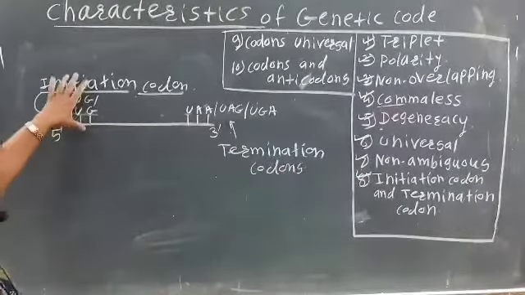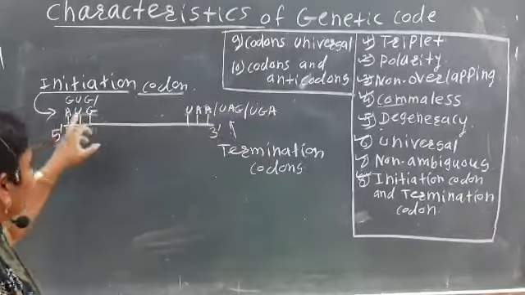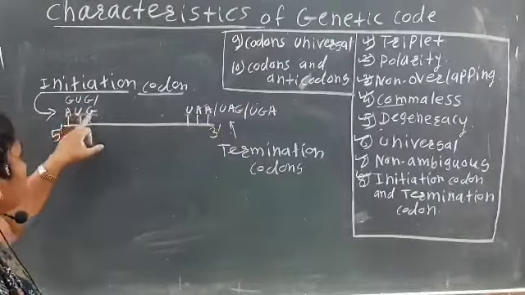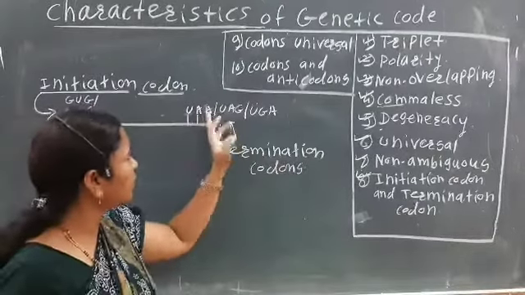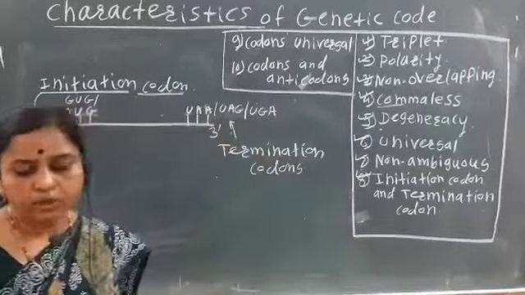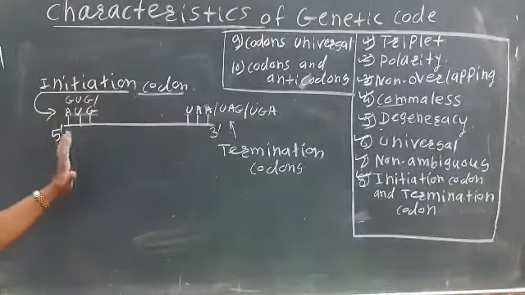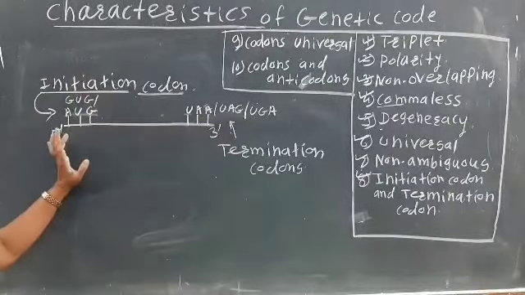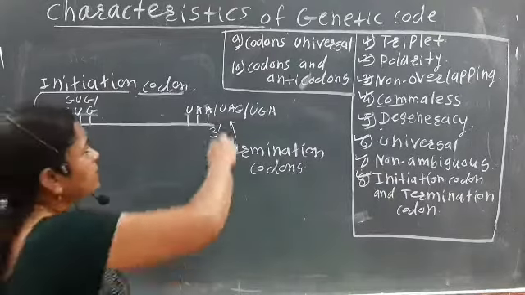Okay, so initiation codons and termination codons. Which are the initiation codons? A, U, G and G, U, G. While the termination codons are UAA, UAG and UGA. They are always present at the 3' end. Initiation codons are always present at the 5' end. Then next, that is the codons are universal.